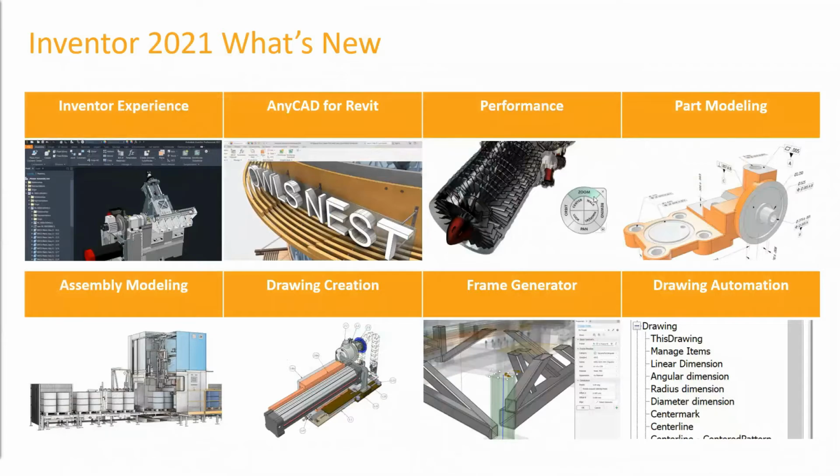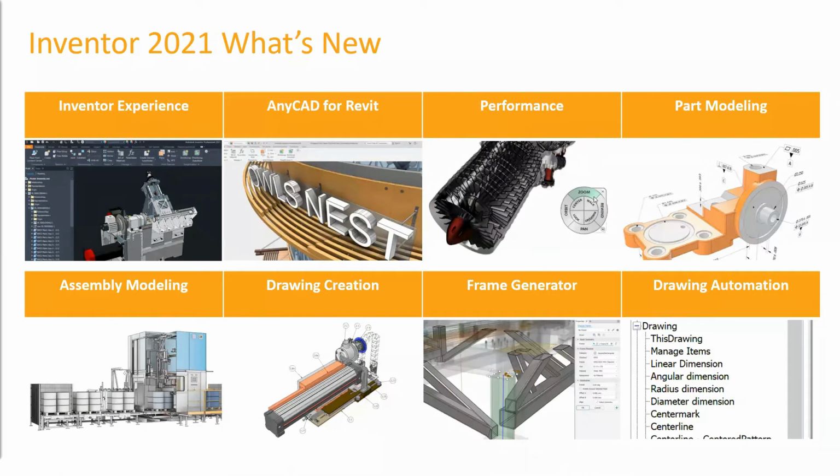Now, I've divided up the presentation today into 8 different categories for what's new in Inventor. So we have our Inventor Experience, which is sort of the overall interface. It's decluttering your workspace with the new options in the property panel and the dark theme. We've got our AnyCAD for Revit with maintaining our associative links to Revit with seamless interoperability.